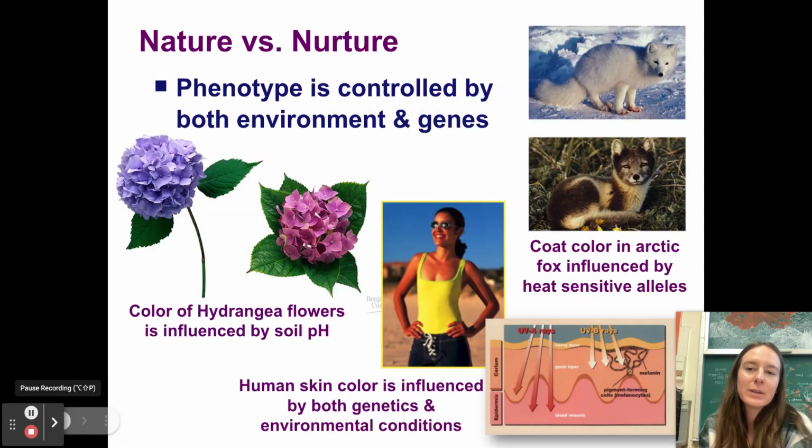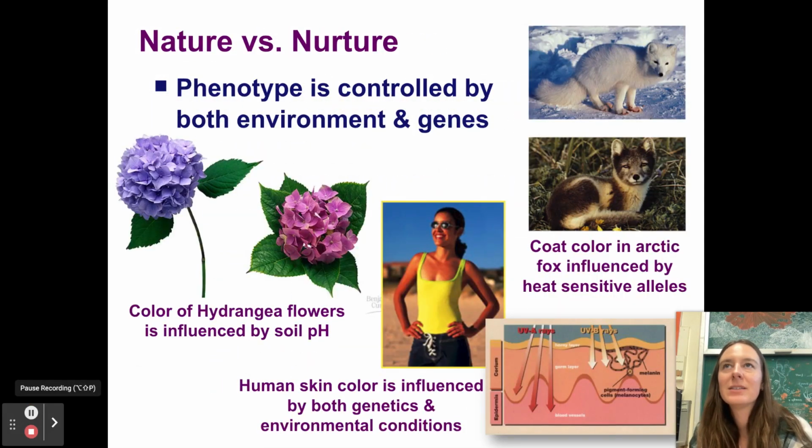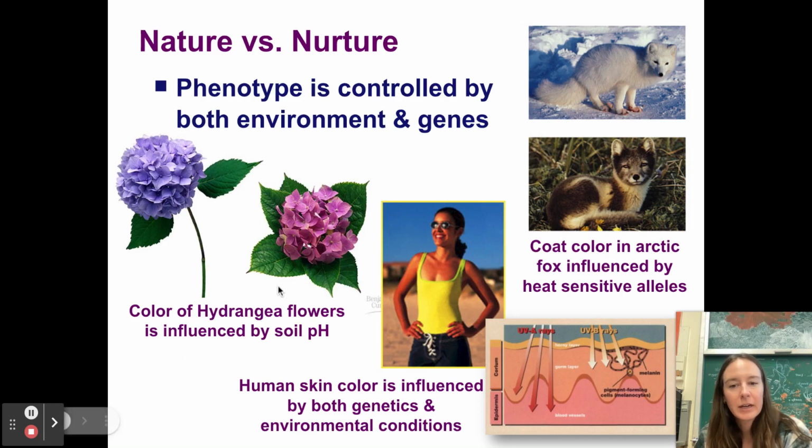And it's also important to note that it's not just our genes that determine our phenotype. Nature also, or nurture, I guess, our environment also controls our phenotype as well. So, for example, these hydrangeas, their color is influenced by soil pH. So, depending on what the soil pH is, it will change the color of its phenotype. For humans, our skin color is influenced by our genetics, but also by our environment.